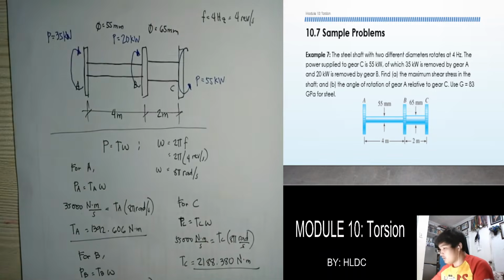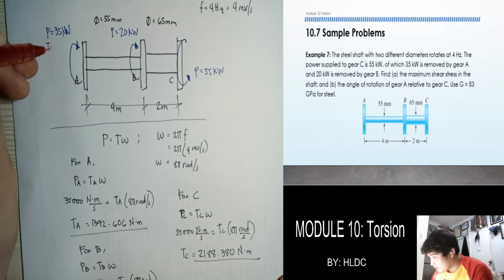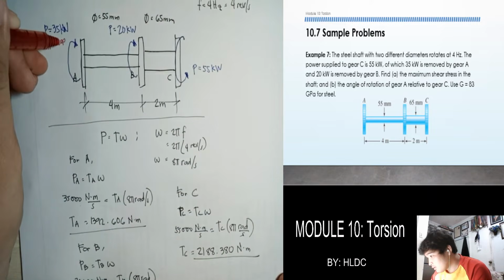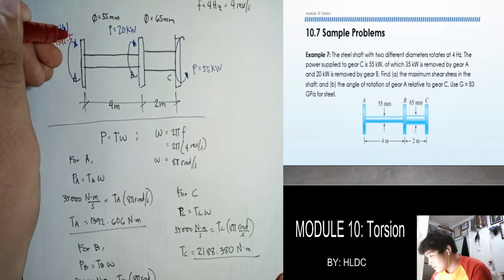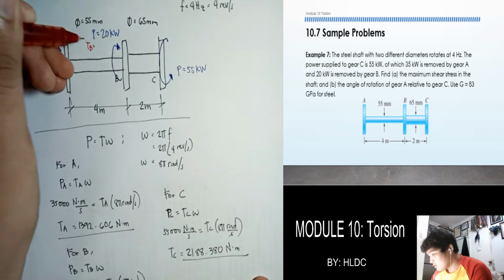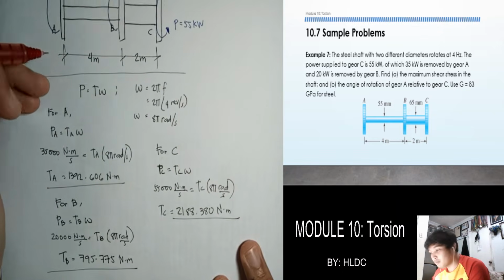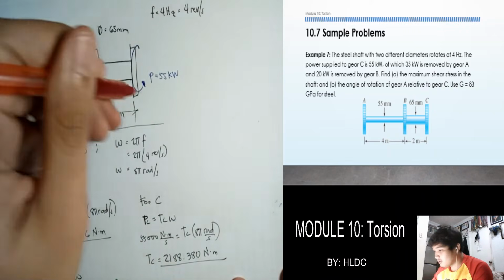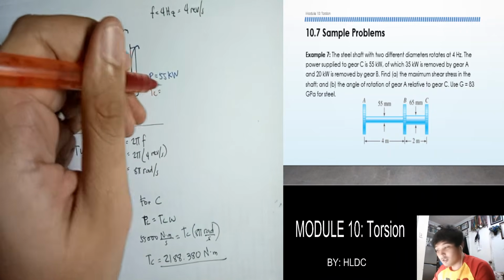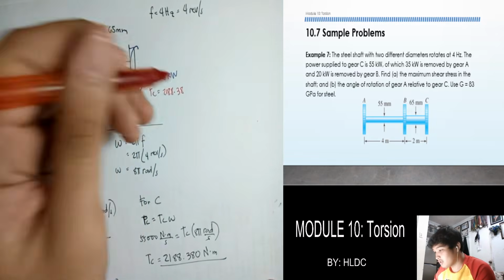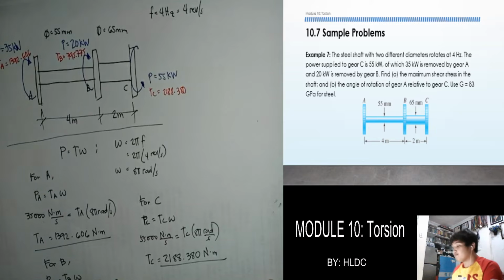So, input ko lang yan dito, class. So, yung TA is 1392.606 dito. TB is 795.775. And then dito, TC is 2188.380. Okay, so may torque na ako, class.